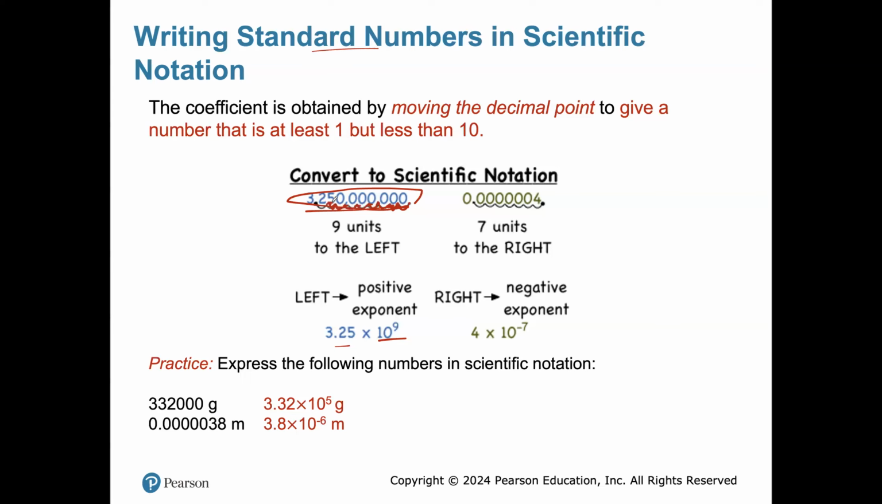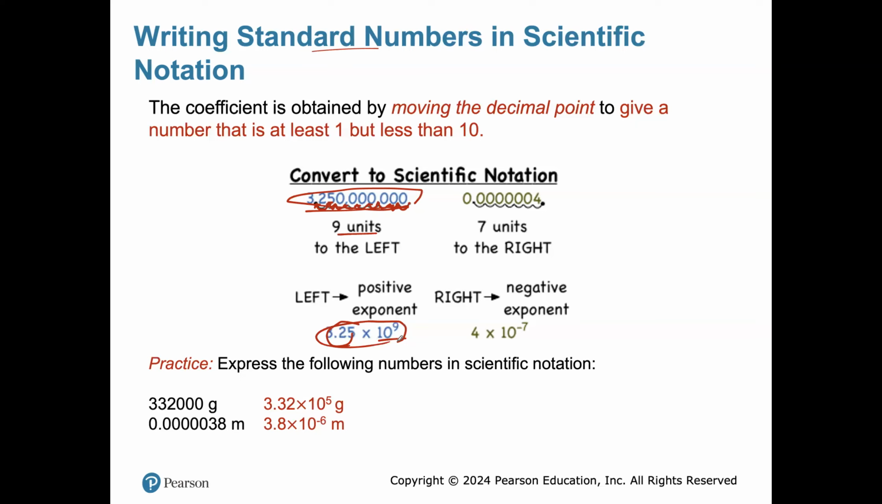Once you move 8 times, it gives us 32.5. That's still not between 1 and 10, so we move 1 more time. It gives us 3.25. This is the coefficient that we're looking for. It's at least 1 but less than 10. Since we moved the decimal to the left 9 units, the exponent is going to be positive, so it's 10 to the power of 9. The scientific notation for this standard number is 3.25 times 10 to the 9th.